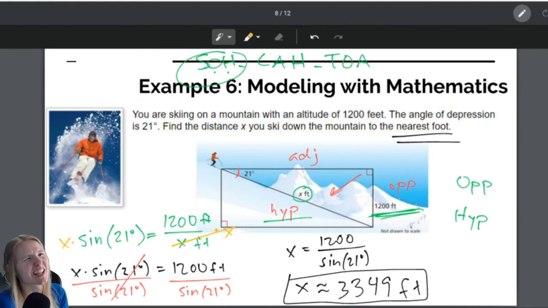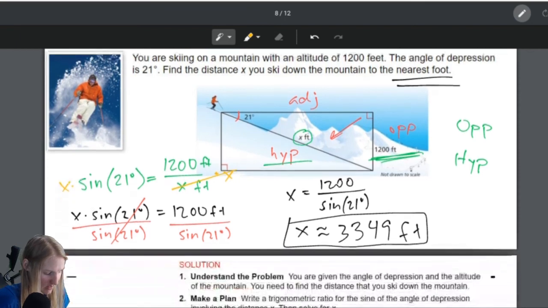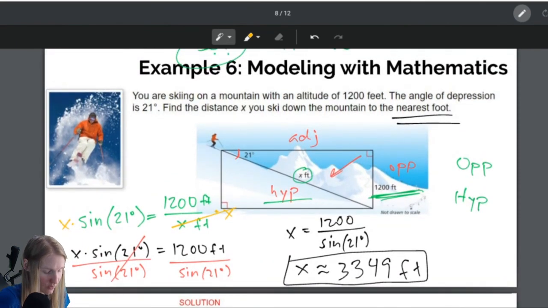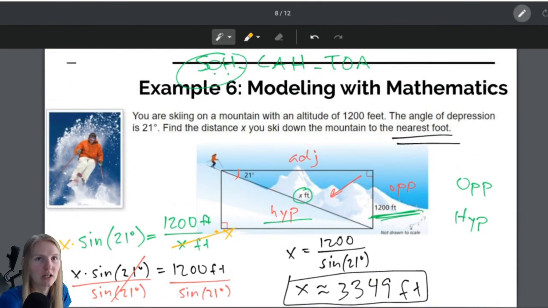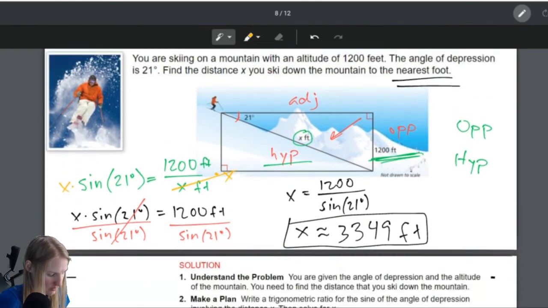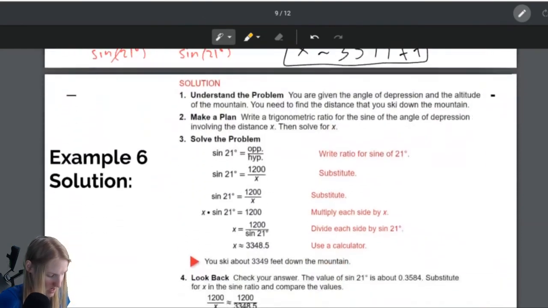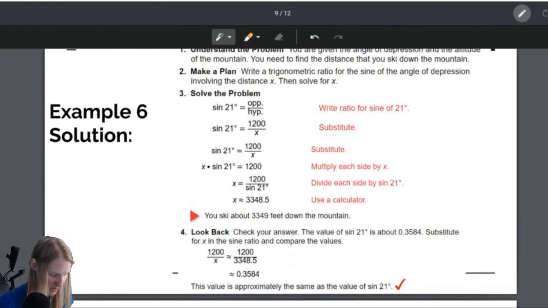Yes, remember that I like to answer word problems with a full sentence answer, but we are running out of space on this slide, so I'll leave that as an exercise for the viewer. Okay, fantastic. 3,349 feet. That is a long ways to ski down that slope. Goodness gracious.